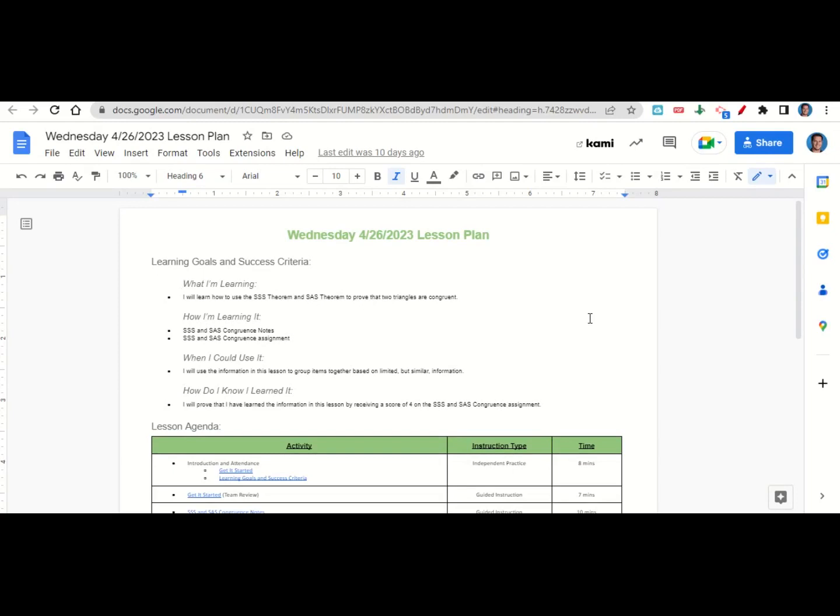First, what are we learning? We're learning how to use the SSS theorem and SAS theorem to prove that two triangles are congruent. How are we learning it? Through the SSS and SAS Congruence notes and the SSS and SAS Congruence assignment. When can we use this information? To group items together based on limited but similar information. How do we know we learned it? By getting a score of 4 on the SSS and SAS Congruence assignment.